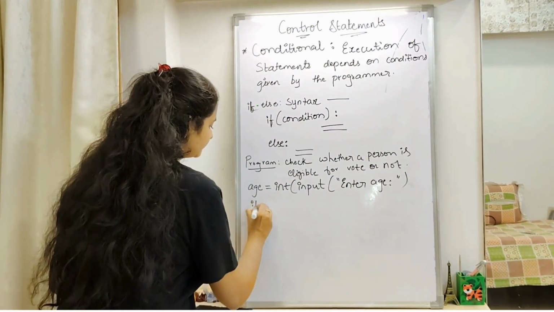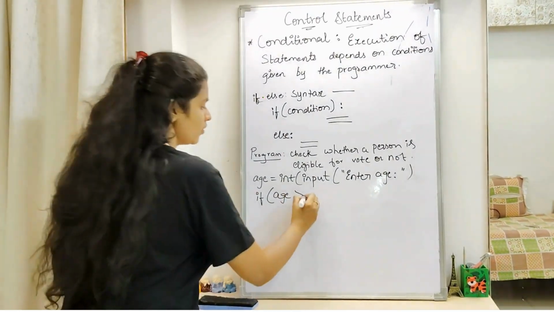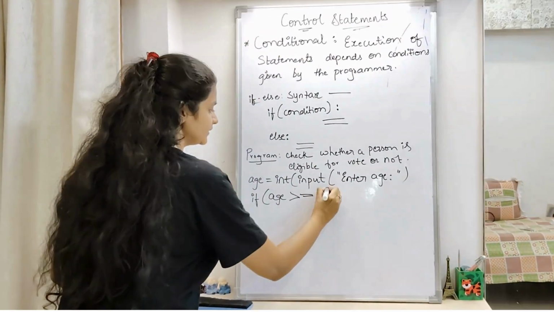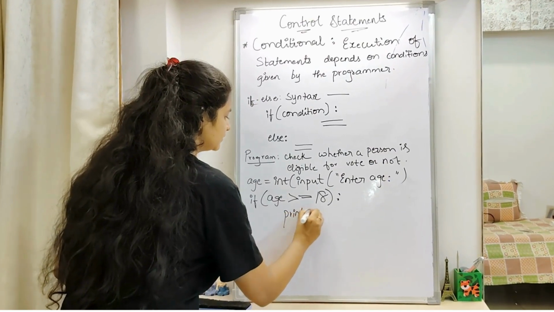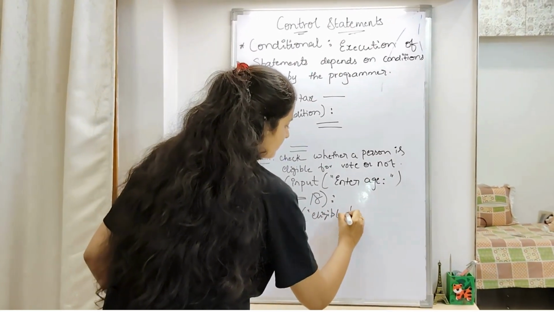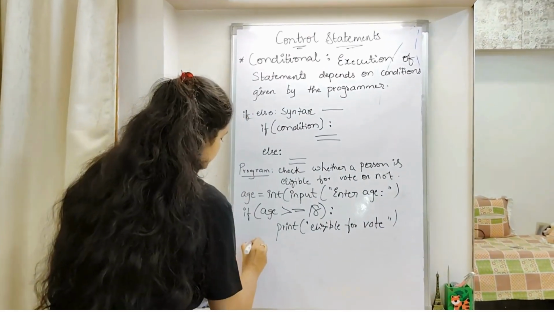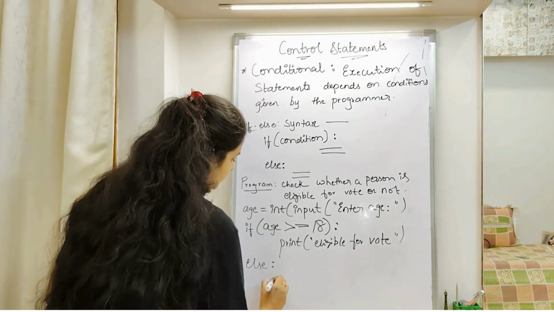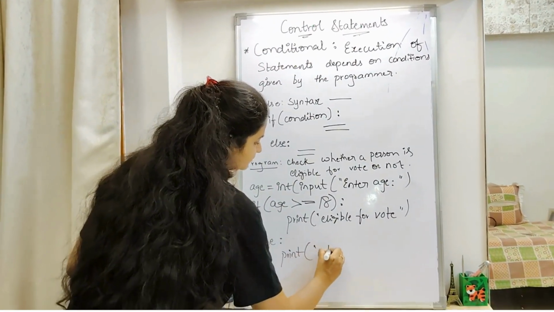So if age is greater than or equal to 18, then I will print "eligible for vote". Else, print "not eligible".